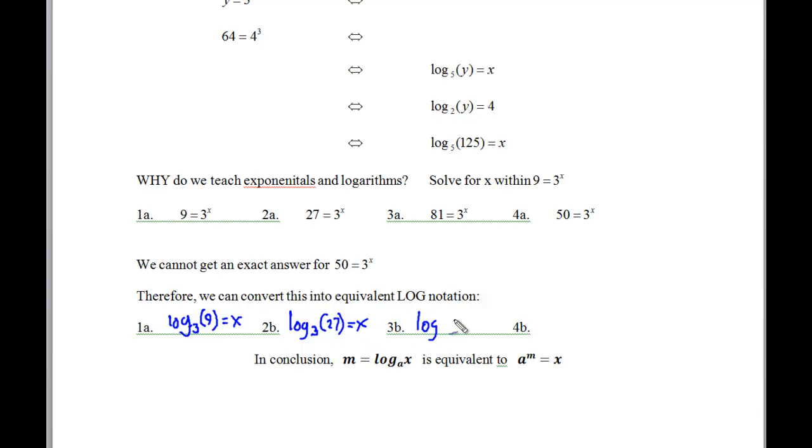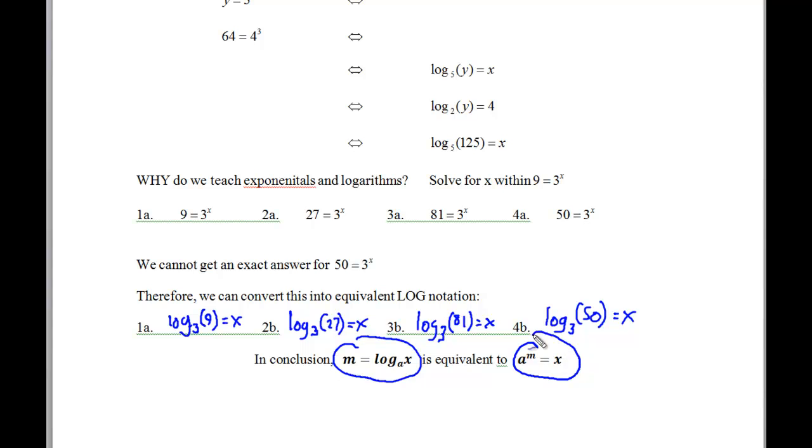You try the next one. You can pause the video and see what you write. This is log base 3 of 81 is equal to x, and we know that answer is 4. But this last problem right here, log base 3 of 50, we don't know that, and we're not going to know that until we figure out something called the change of base formula that we'll learn very soon in a future video.